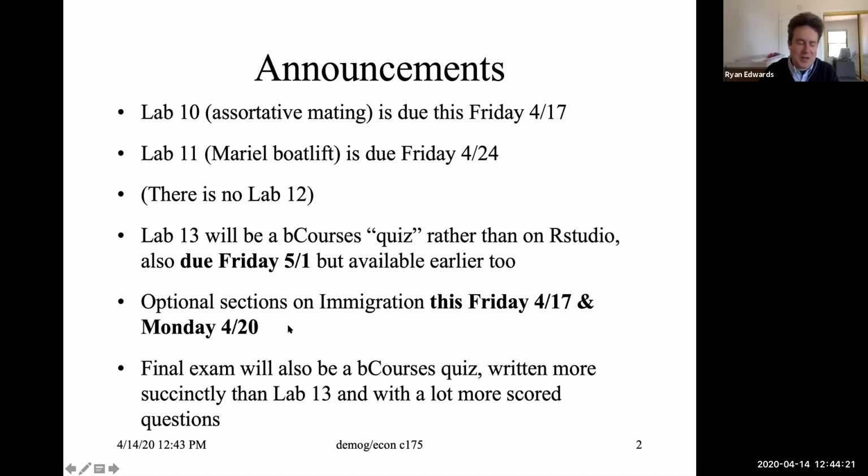The Friday and Monday is coming up this week. That'll be Andrea's optional sections on immigration. We will stay on course then with Lab 11 being due next Friday. Lab 10, which is assortative mating, looking at same-sex couples in the American Community Survey, is due this Friday. Lab 11 is after that. Are there any questions about that before I talk about Lab 13?